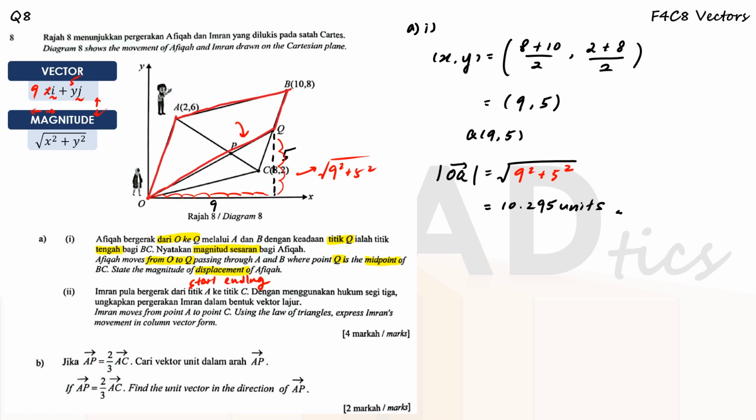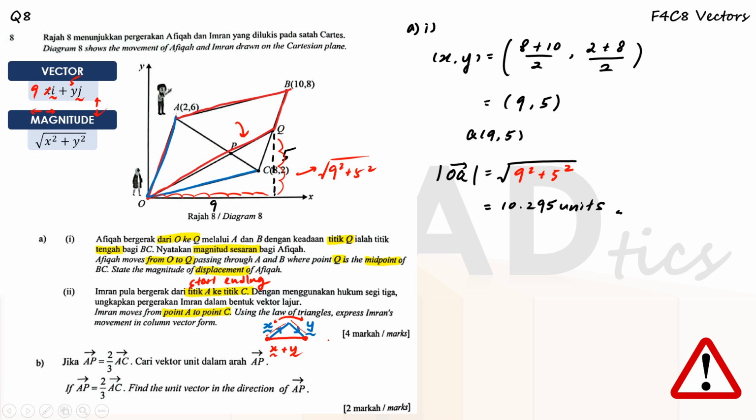And for the second part, another person, Imran, moves from point A to C. Point A to C means somewhere here. I will use O as the connector, so A to O, O to C. So using the law of triangles, this means that if I start from this point, I go through X and I go through Y. If I use another way, this vector is actually the sum of these two vectors, X plus Y.